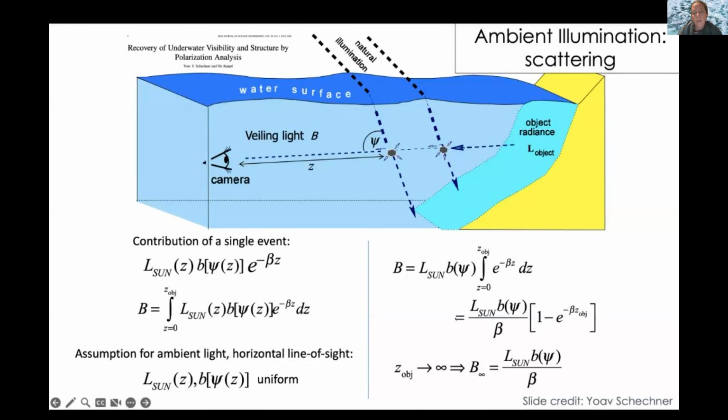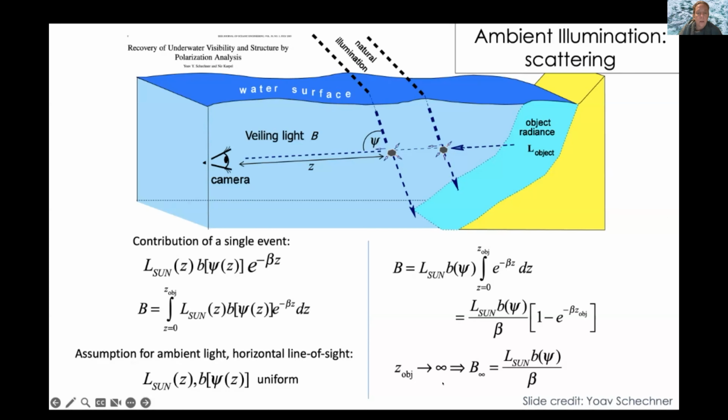So basically, all this we can denote by B infinity. The term that is additive from the scattering is called backscatter, and it is at its maximum when there is no object in the line of sight. So when we're looking at an empty water column and just integrating all the contributions from all the distance to infinity, then we get the maximum backscatter, which is termed B infinity.